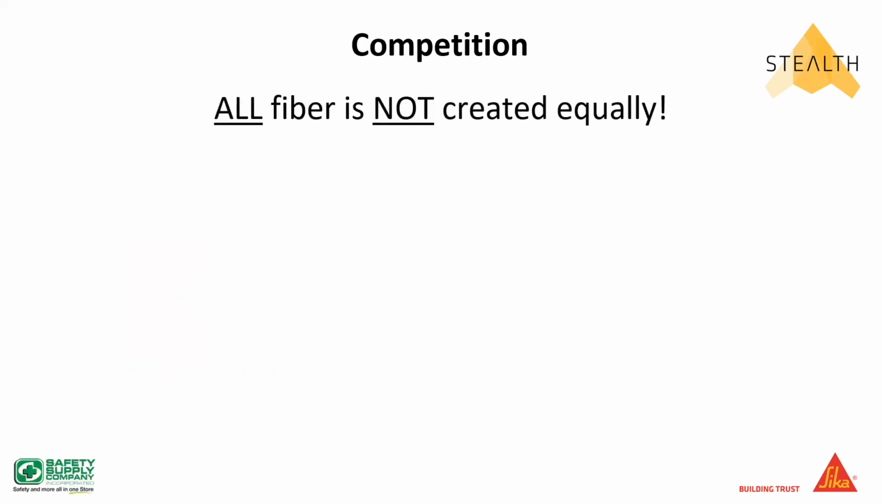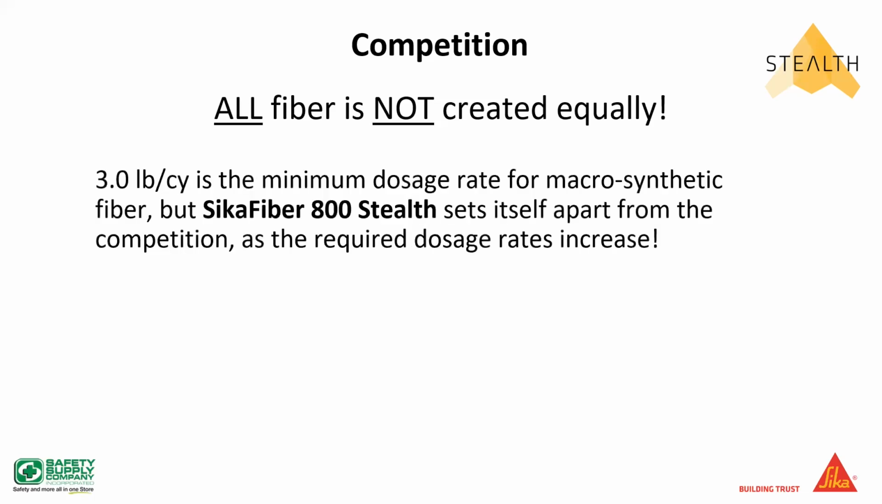All fibers are not created equally. Remember the two cars? I showed you the little Gremlin, and then I don't know what the other one was, some little high-tech hot rod. Three pounds, as I stated before, is the minimum dosage rate. But Sika 800 Stealth absolutely sets itself apart from the competition as the dosage rates increase. Remember, if it's calling for 3 pounds of fiber, then it's going to be 3 pounds of fiber. We're not going to say you can use a pound of Stealth. It'll be 3 pounds of Stealth.